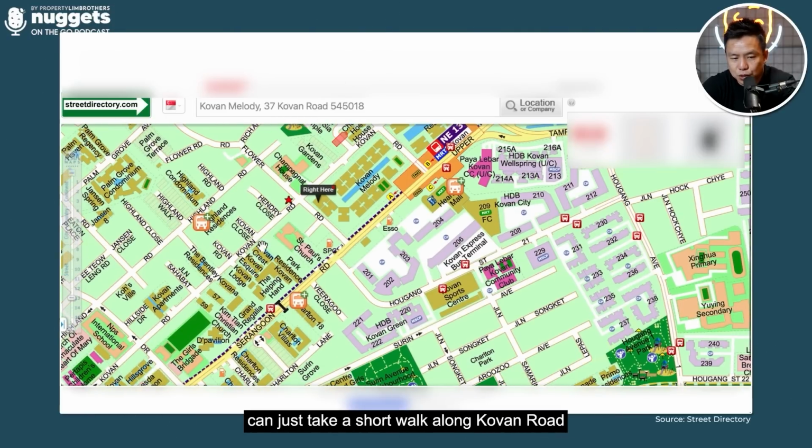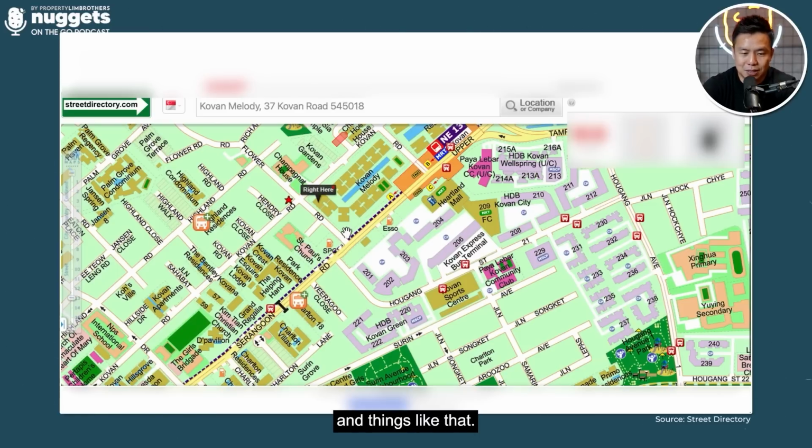You can just take a short walk along Kovan Road and then come out. You'll walk past Kovan Melody. You can be at the MRT station already. You can also go opposite to Heartland Mall to shop and things like that.